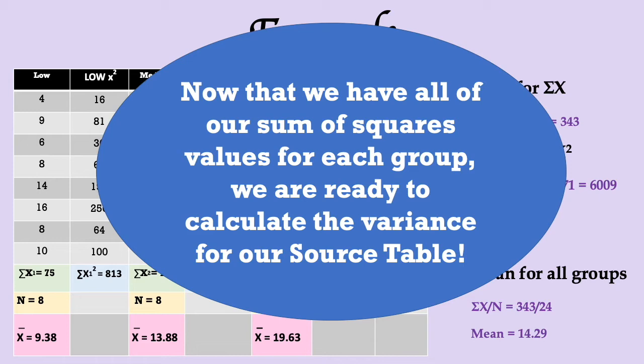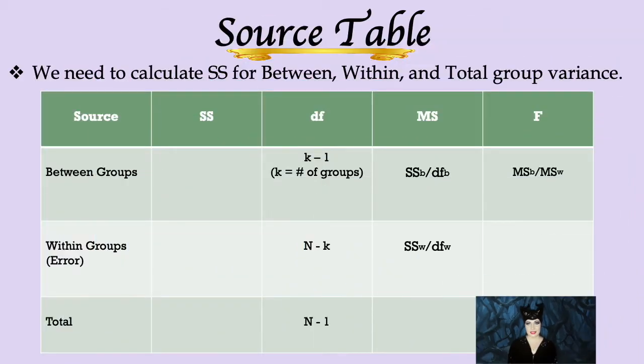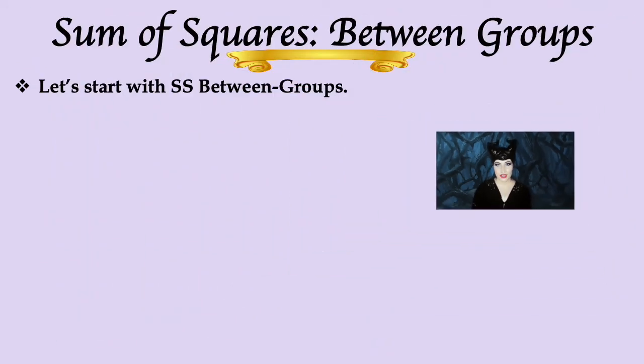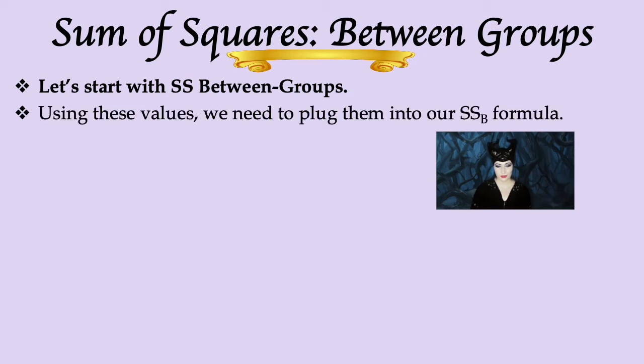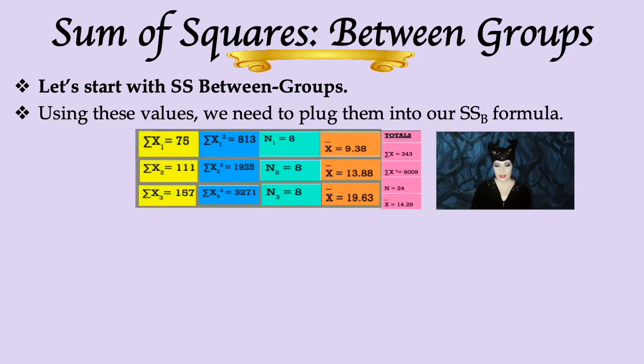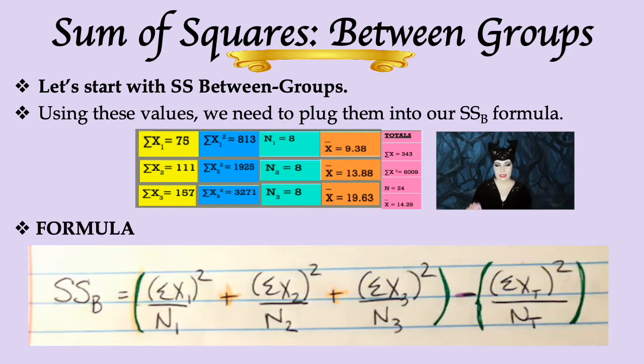Now that we have all of our sum of squares values for each group, we're ready to calculate the variance for our source table. Because this is a between subjects design, we only need 3 different sources of variability. We need between groups, within groups, and total group variance. Let's start with sum of squares between groups. We know that these are the values we've just calculated from our chart. What we need to do now is plug them into our sum of squares between formula.